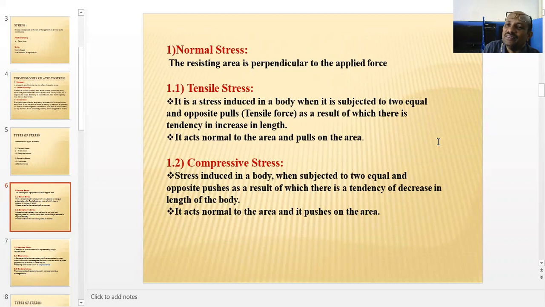Then what will happen? There will be a change in length, meaning a decrease in the length of the body. Generally, it acts normal to the area, as pulls or pushes on the area. There is no other change. Only two terms change: one is pull and the other is push.